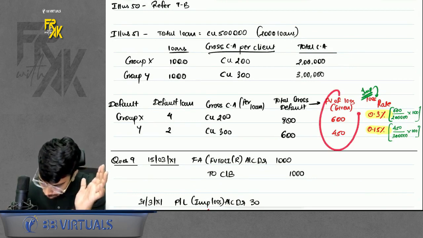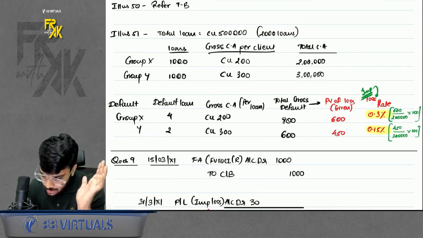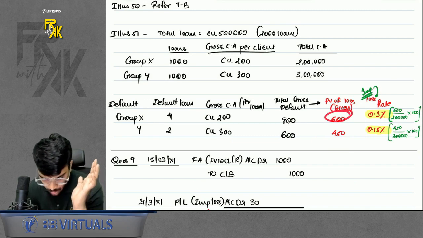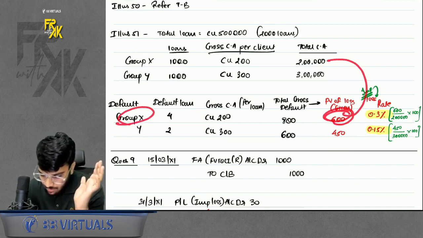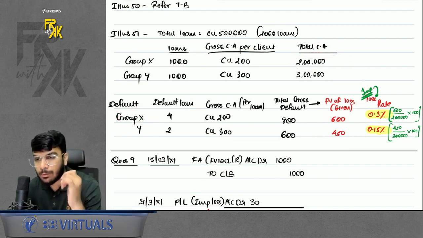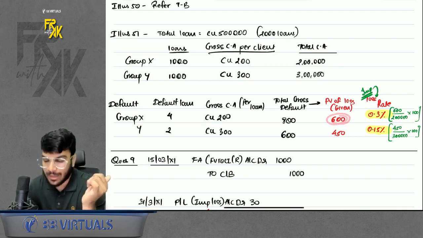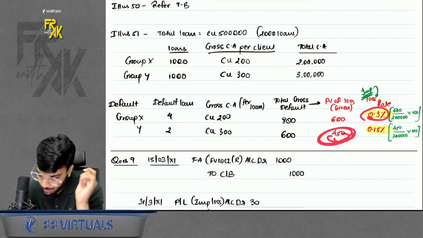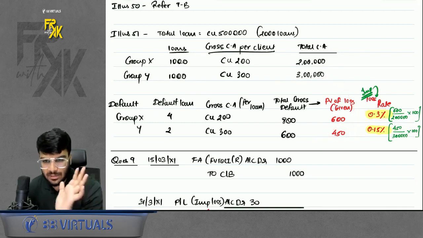How to do it? I have the loss amount. Let's say for example, the loss on group X was 600. What was the total carrying amount? 2 lakhs. So how to calculate the loss rate? Loss amount divided by total carrying amount. You will get the loss rate. This is how you calculate.